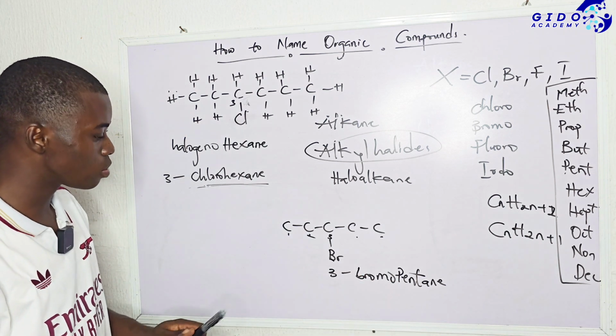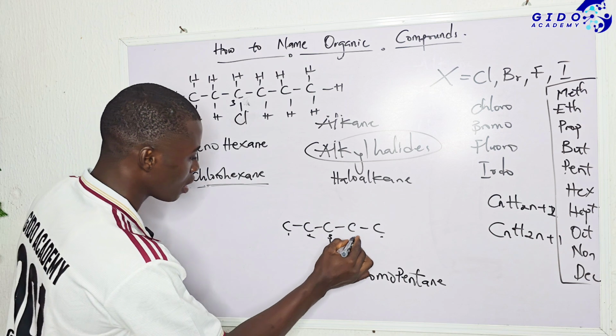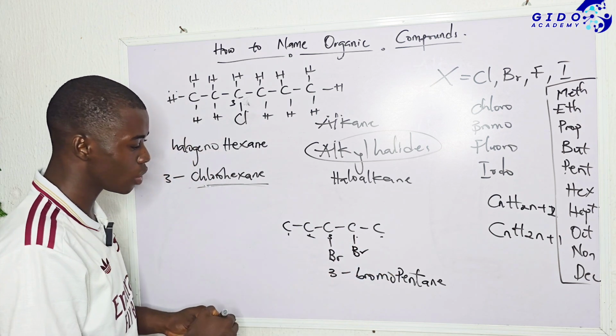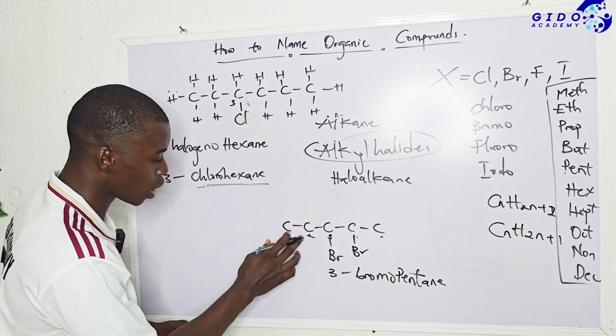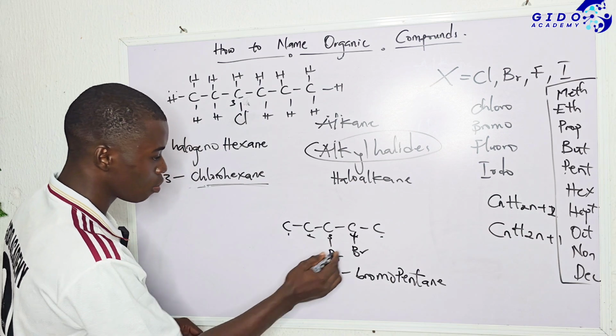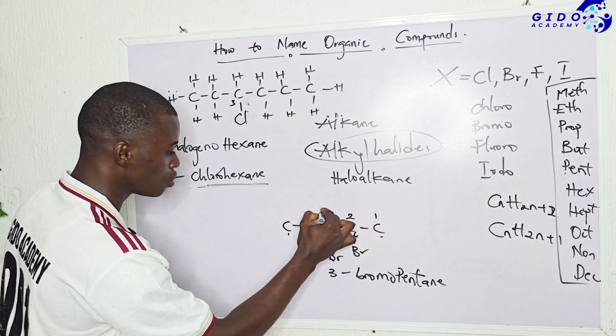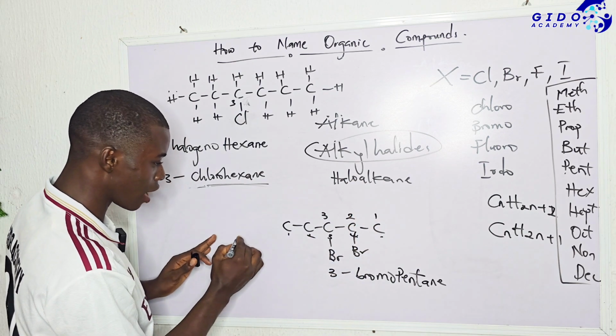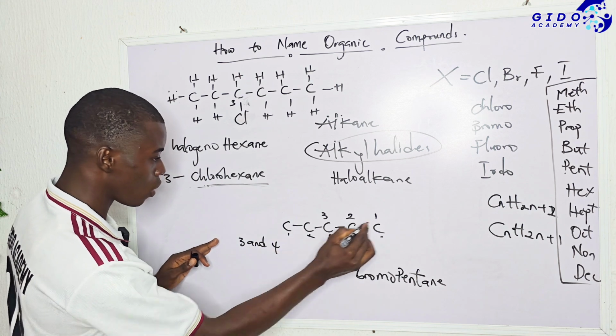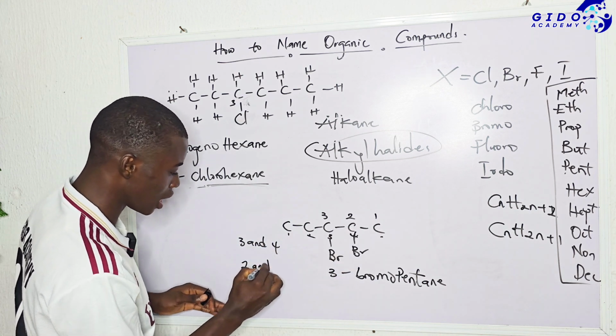Pentane. But there are some situations whereby, let's say, another bromine is here. So where will you count from? If you count from here, it will now be 1, 2, 3, 4. But if you count from this side, it will now be 1, 2, 3. So from this side, we have 3 and 4. While from this side, we have 2 and what? And 3.